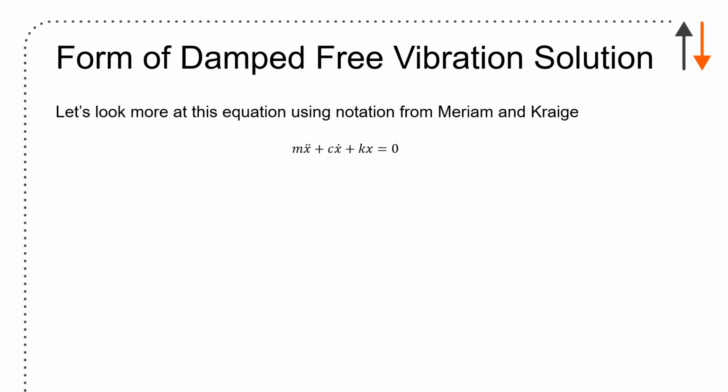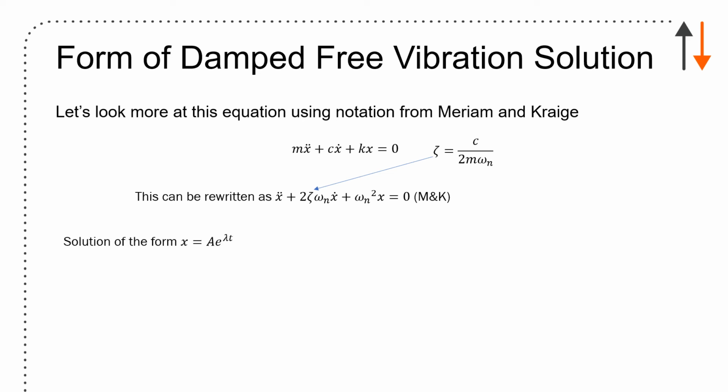It's kind of important to look at this using the notation of Meriam and Kraige, since that's the primary textbook in the course. So we have here mx double dot plus cx dot plus kx equals 0. And that can be written as x double dot plus 2 zeta omega n x dot plus omega n squared x, which equals 0. Now, the zeta here is just the damping coefficient divided by 2m omega n. So that's where you're getting your critical damping coefficient, which is that c over cc.